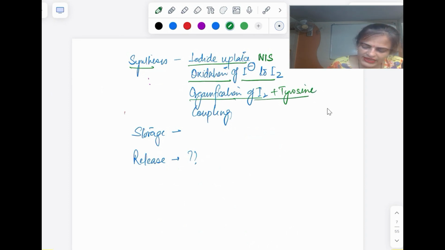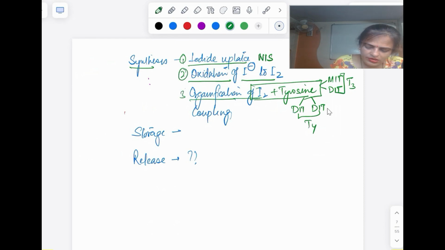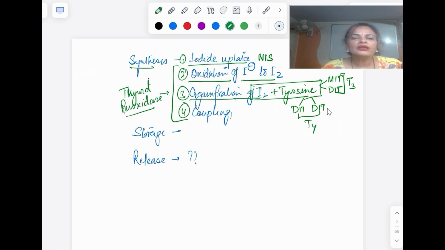Then what will happen? Once it gets organified and forms MIT, DIT, then what will happen? These two, they are going to form T3, and 2 DIT, they are going to form T4. This is called coupling. This is another step. So 1, 2, 3 and 4. And these three steps, they require the enzyme thyroid peroxidase, which is present on the luminal membrane of the cell. Then it is stored over there.